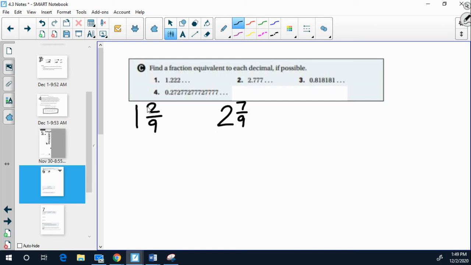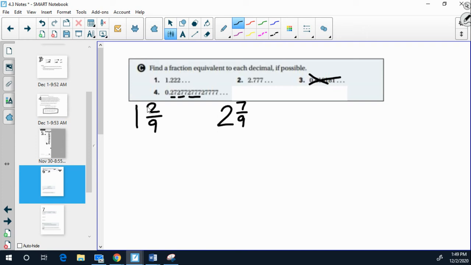So number 3 is a different type of pattern. We'll talk about that one in a little bit here. But on number 4, I want you to notice, because at first it looks like that 27 is repeating. But if you look closer, we have 2, 7, and then 2, 7, 7, and then 2, 7, 7, 7. So it's very easy to get confused by the terminology. This pattern goes on forever, but it doesn't repeat.